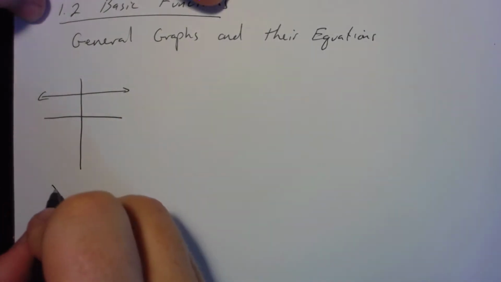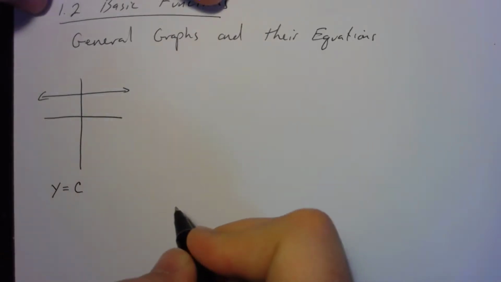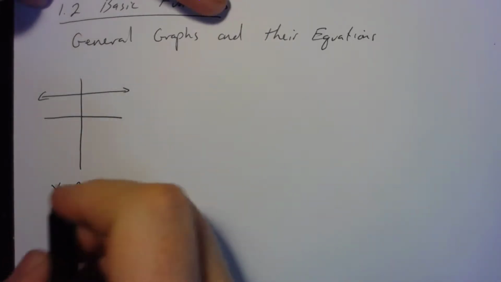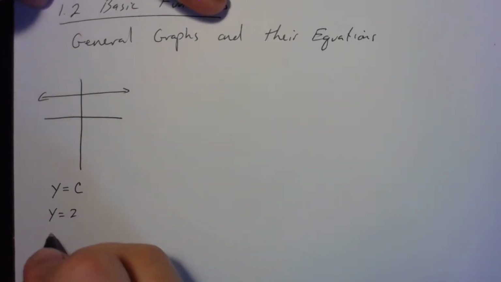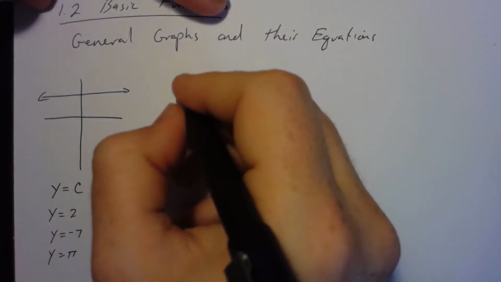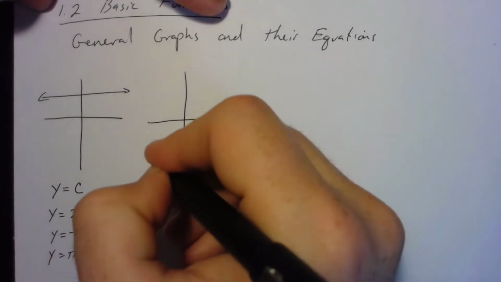Now, the equation of this graph is going to be generally y equals some form of c. Again, y equals a number, a constant. So, an example of this might be y equals 2, y equals negative 7, heck, y equals pi would work even. The next graph that we talk about is a linear graph.